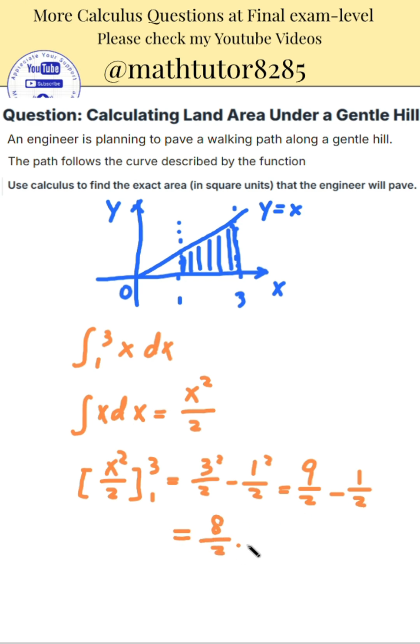Finally, subtract the two results. 4.5 minus 0.5 equals 4. Finally, the exact area under the curve from x equals 1 to x equals 3 is 4 square units.